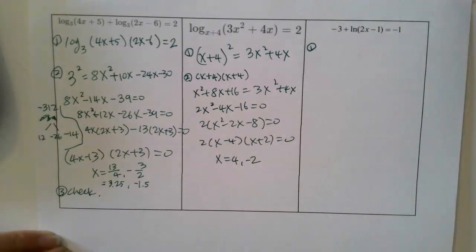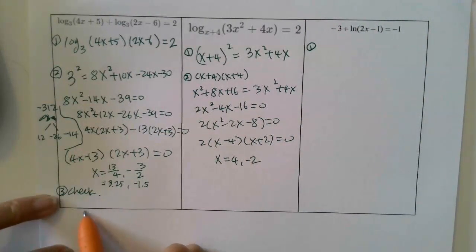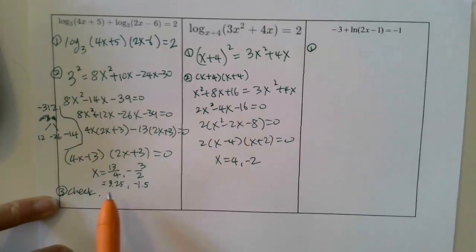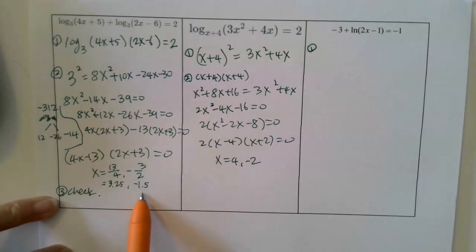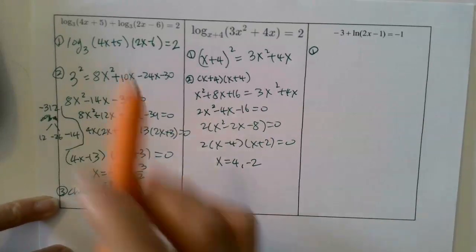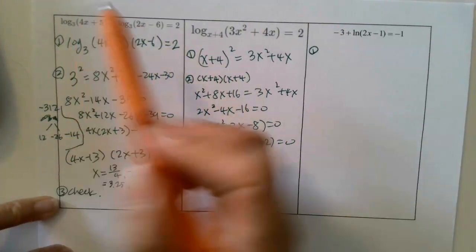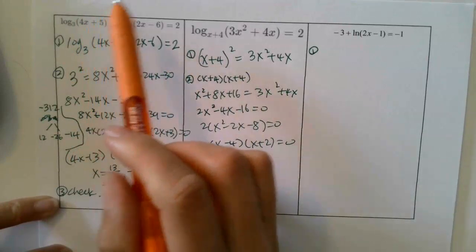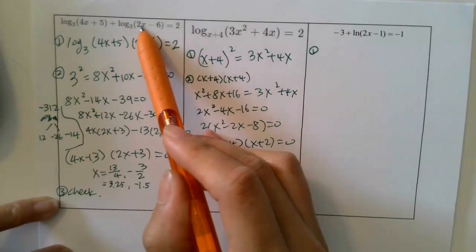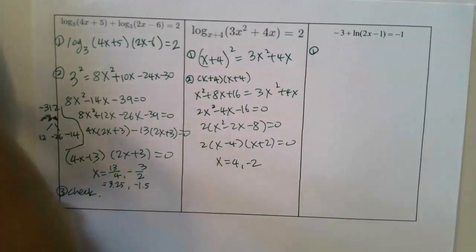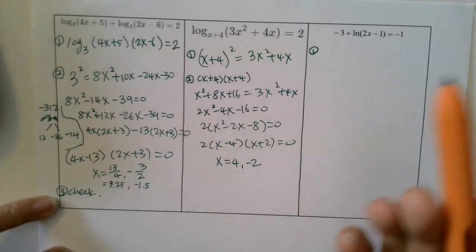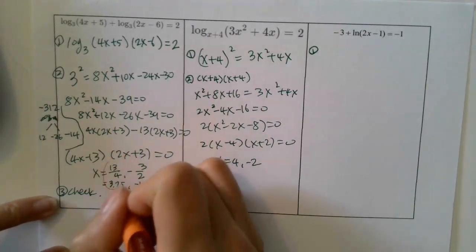I actually didn't finish the problem on purpose because of the last step, checking. So let's go ahead and check it. For x, in this problem, I got 3.25 and negative 1.5. Where do I plug that 3.25 in? To the original equation right here. So make sure you get a positive argument and positive base. So when I plug in 3.25, everything is positive. 3.25 times 2 is 6.5, minus 6 is still going to be positive. So that means this one is good.